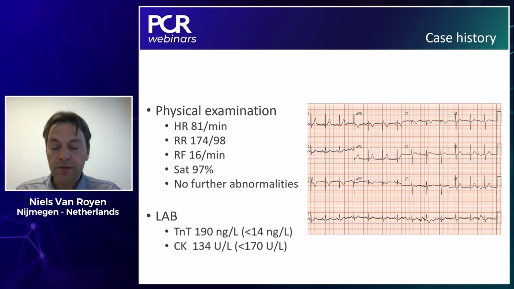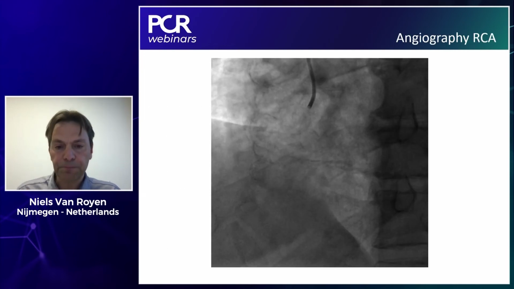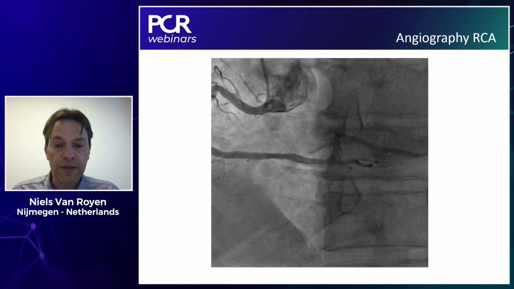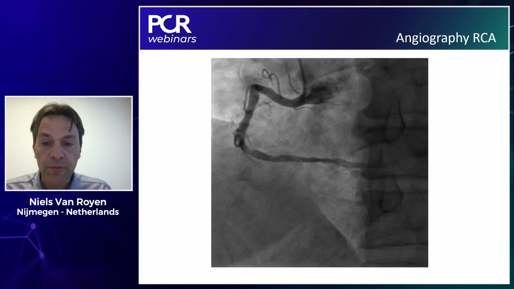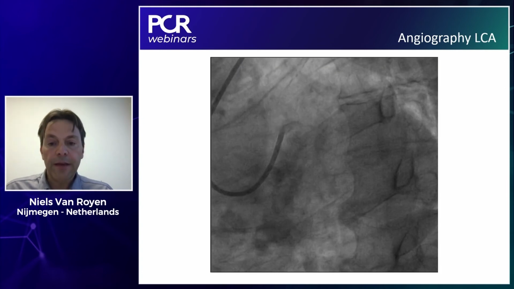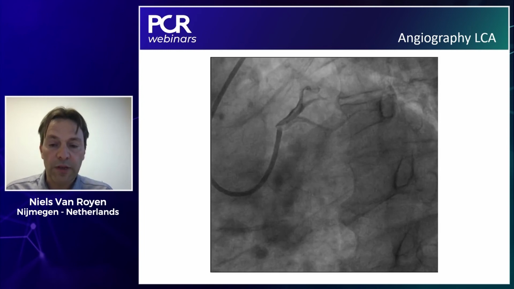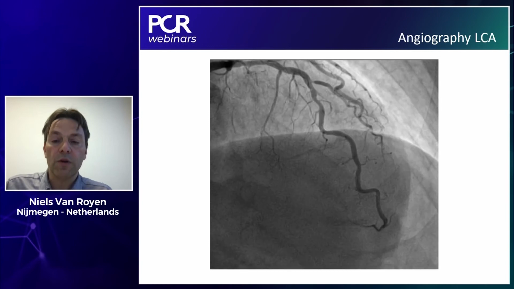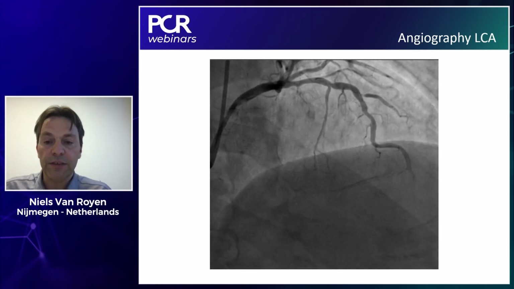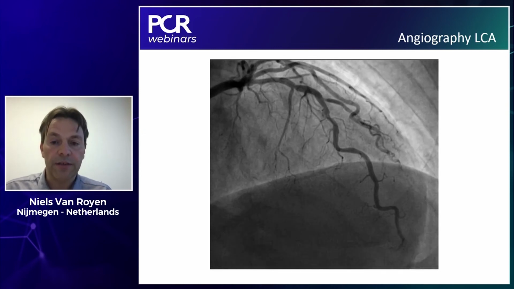Also, the EKG showed no gross abnormalities, maybe only a fragmented QRS complex in the inferior leads and also negative T waves there. So let's go to the angiogram. This is the right coronary artery, and there were some wall abnormalities, but certainly no clear culprit for his non-STEMI. And actually, the left coronary artery is the same. Also some wall abnormalities, and in the LAD, maybe somewhat more.